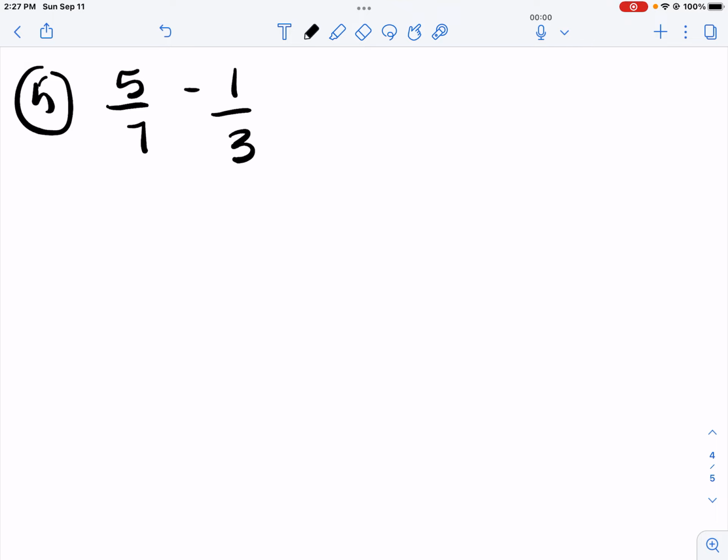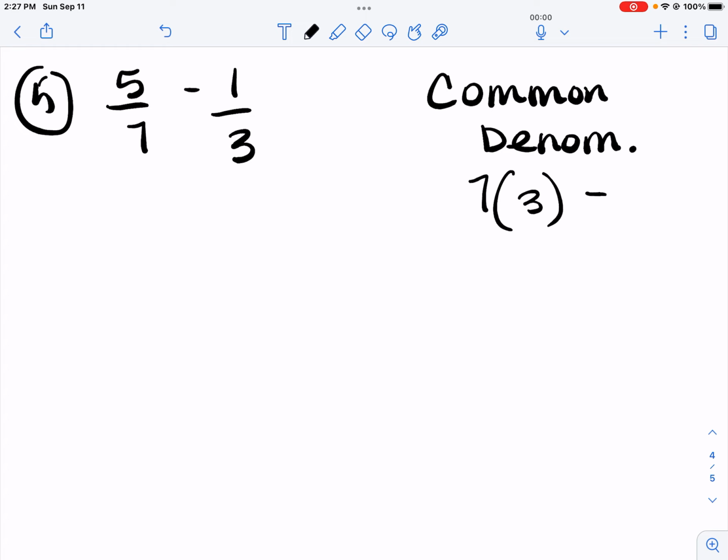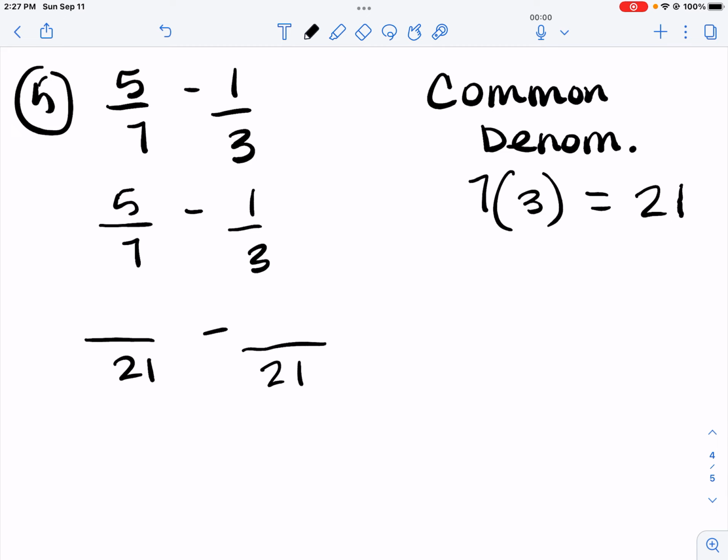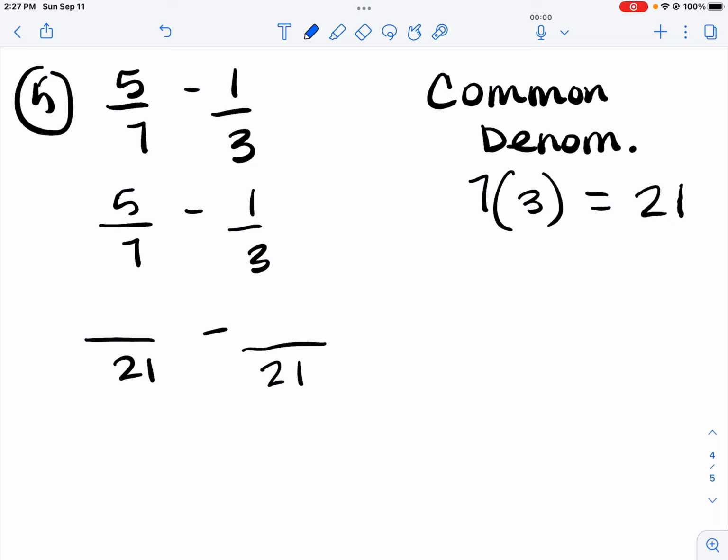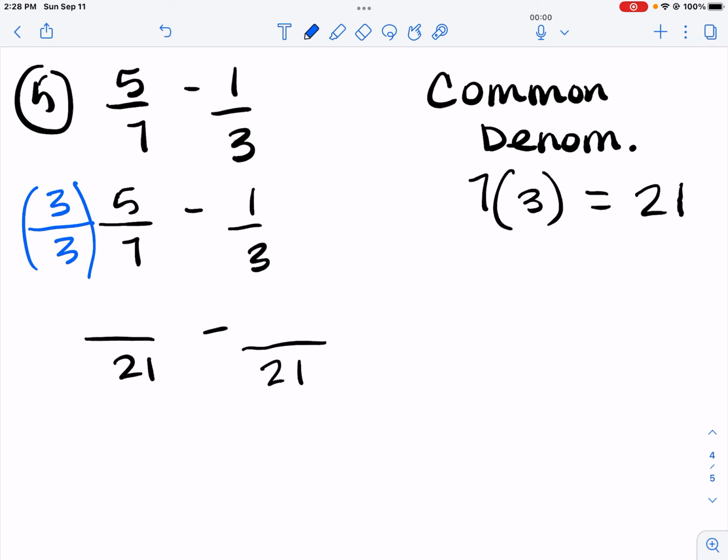Okay, subtraction, common denominator. 7 times 3 is 21. So we want 21, 21. Okay, on the left, 7 times what is 21? That's 3. So you multiply top and bottom by 3.